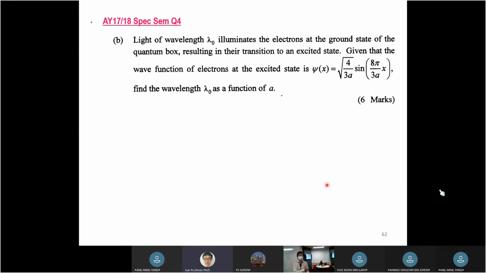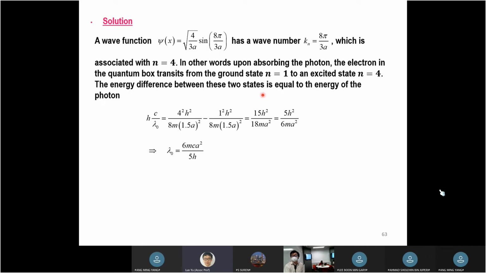Now the second part, 6 marks. Light of wavelength lambda naught illuminates the electron at the ground state of the quantum box, resulting in a transition to an excited state. Given that the wave function of the electron at the excited state is this, I want you to find the corresponding wavelength lambda naught of the absorbed photon as a function of a. This is also a very good question.